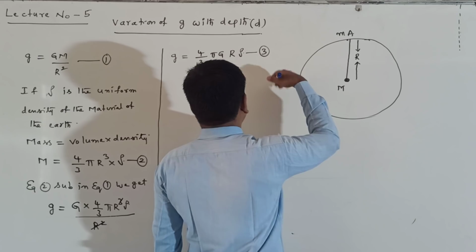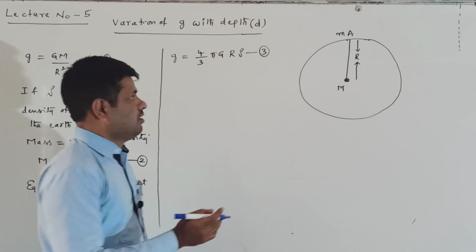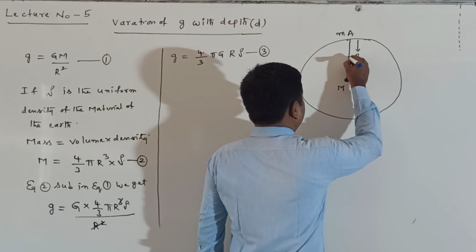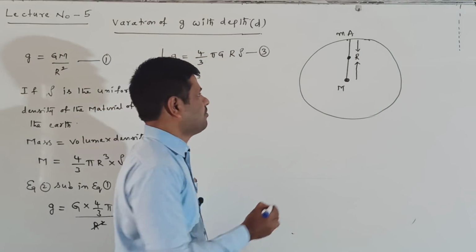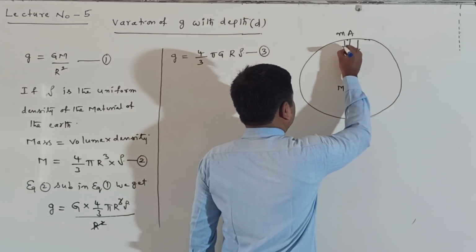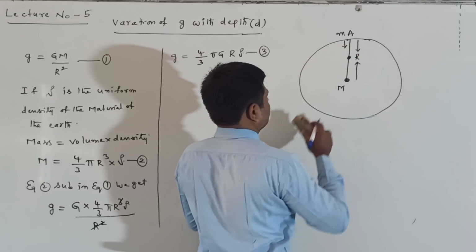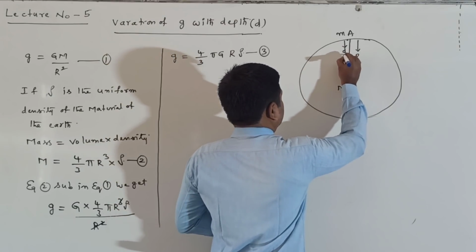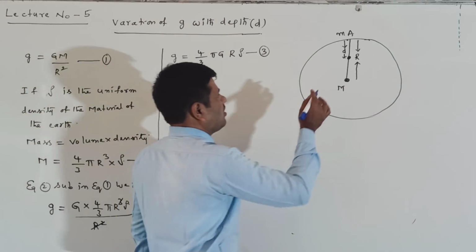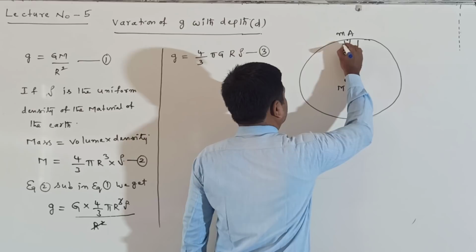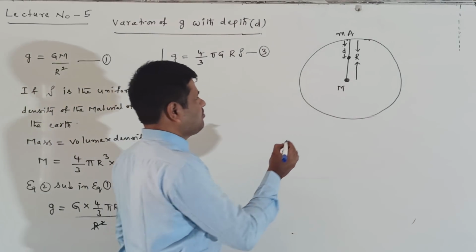Now this is the formula when the body is placed on the surface of the earth. Now I am taking this body to a depth d. How much depth are we taking here? Small d depth. I am taking it up to this point, to small d depth.